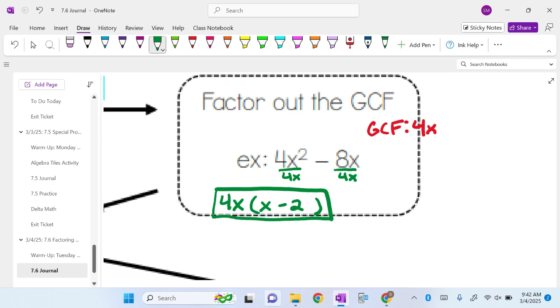Yes. Next to the 2? No, because these two x's here, they cancel out, because you're dividing x divided by x. And remember, anything divided by itself is 1.